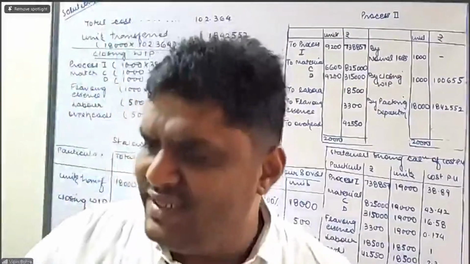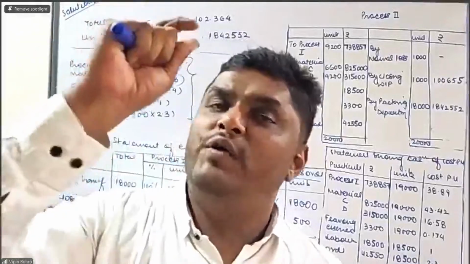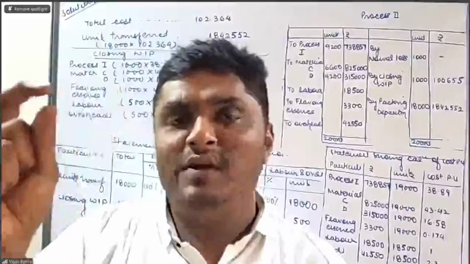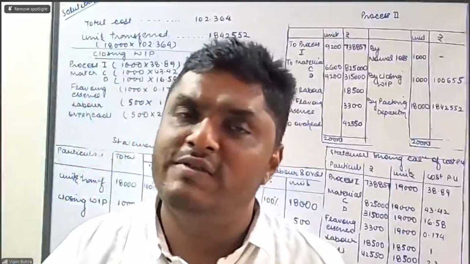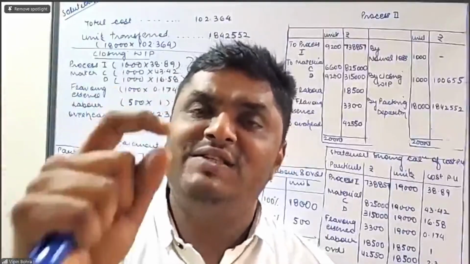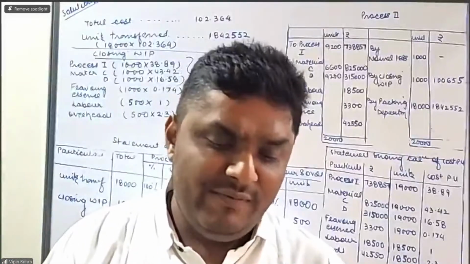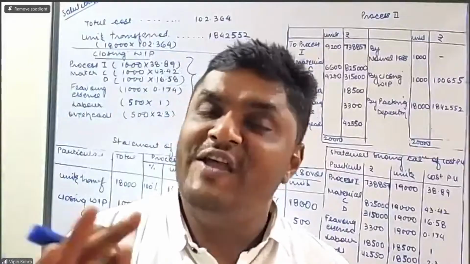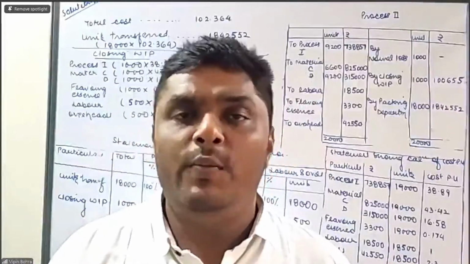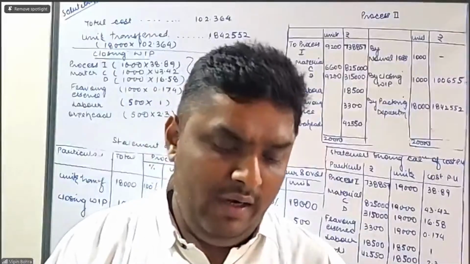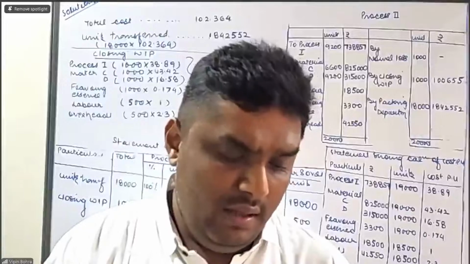Miss Yamini, as far as that question is concerned, it's just simple mathematics wherein we have to assume input as 100 minus the normal loss of process first, minus the normal loss of process second, minus the normal loss of process third. Let's say it is 5% for process first, 7% for process two, and 8% for process three.